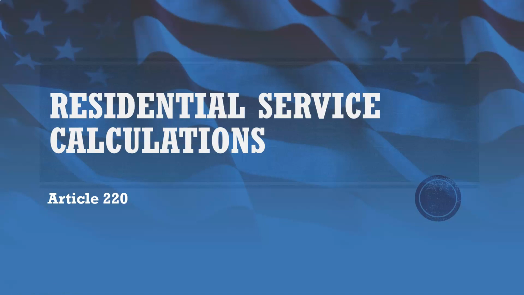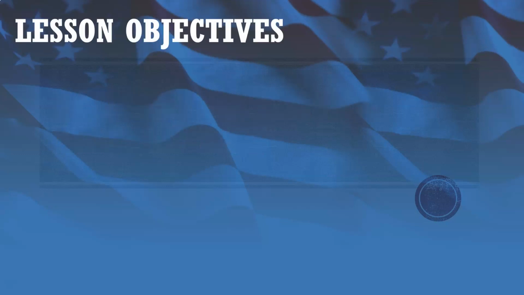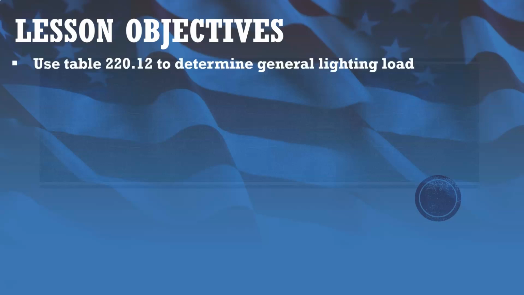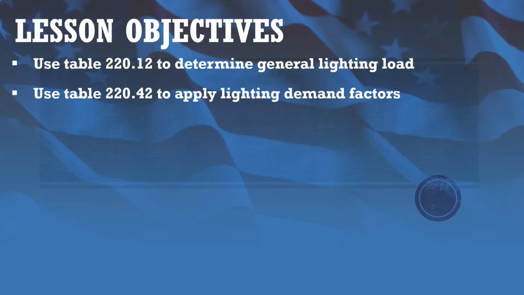This is going to be our first lecture for Module 7. In this lecture we're going to go over residential service calculations as they apply to Article 220. So objectives for this lesson, we're going to use Table 220.12 to determine general lighting load.